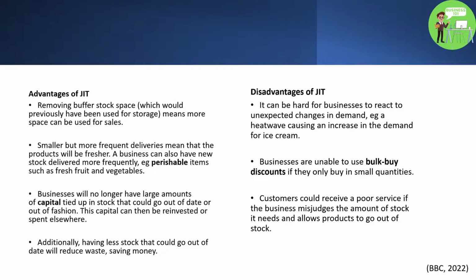And again, let's quickly go over some more advantages and disadvantages. So advantage one, removing buffer stock space means more space can be used for sales. Okay, and then again, smaller but more frequent deliveries mean that the product will be fresher. A business can also have new stock delivered more frequently, so perishable items such as fresh fruit and vegetables are normally delivered this way because of perishability.